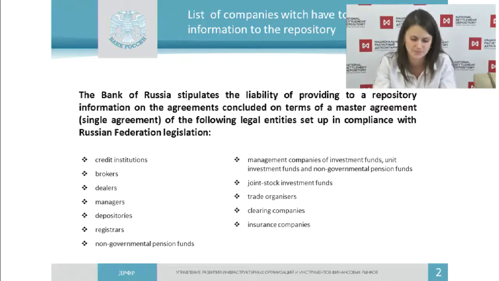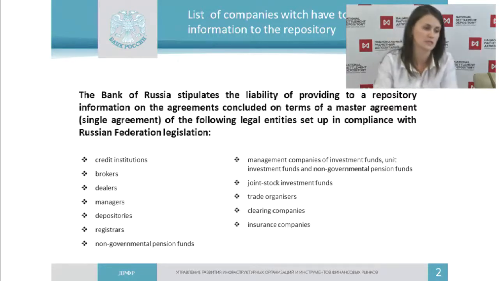At first, on our first slide, the Bank of Russia determined the list of companies which have to send information to the repository. It is only Russian financial companies set up under the legislation of the Russian Federation. For example, credit institutions, brokers, investment funds, insurance companies, and other financial organizations. This closed list you can see in the ordinance and in my presentation.